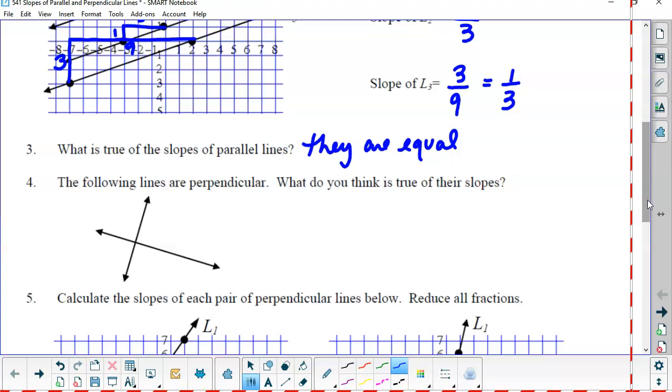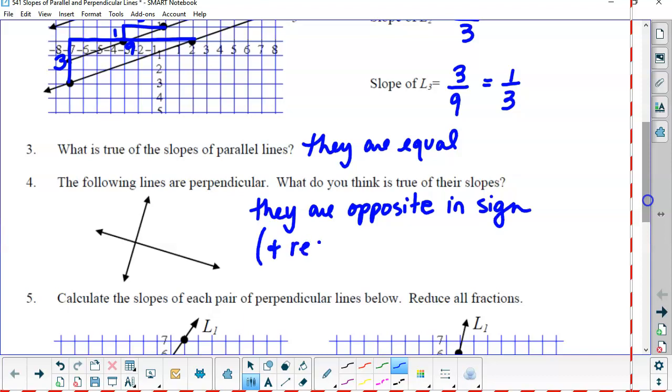We're going to look at some actual lines on grids. So they are opposite in sign, and I'm going to put in brackets reciprocals. I'm putting it in brackets because it's hard to tell from that diagram.